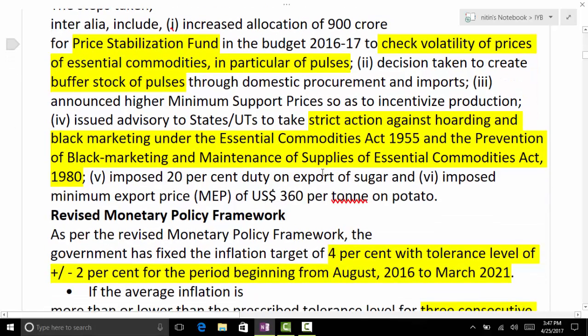Then it takes action on black marketing under the Essential Commodities Act. So remember this act as well. Just like APMC mandates the first sale at those mandis, the Essential Commodities Act includes each and everything: production, selling, stocking, every kind of activity that comes in the value chain. It also puts limits on hoarding and stocking, which also comes under the Essential Commodities Act.